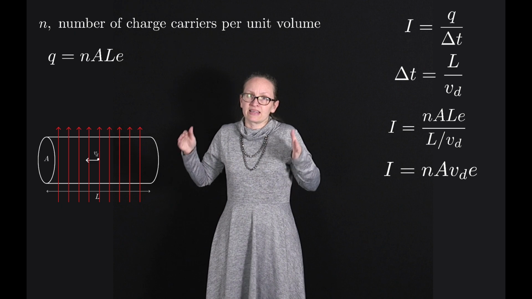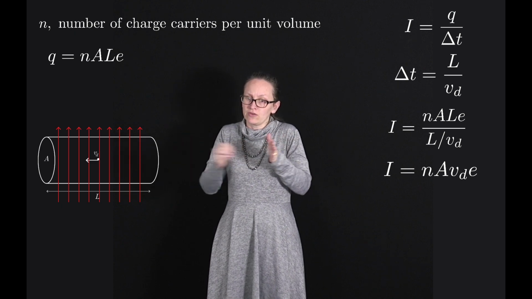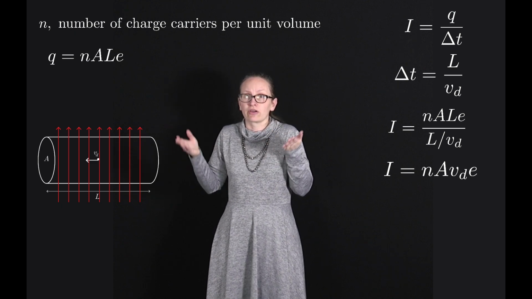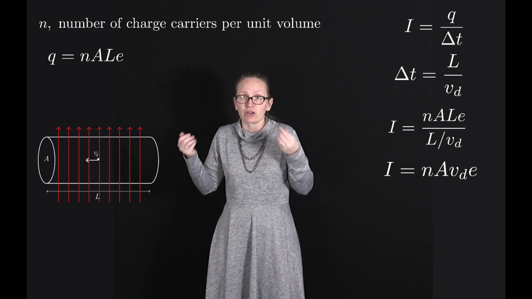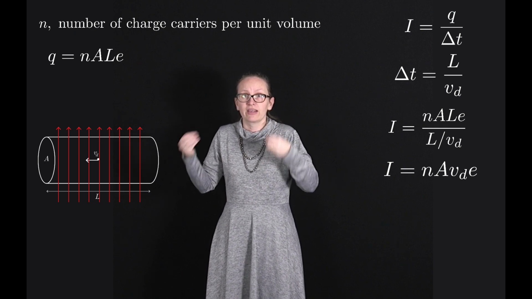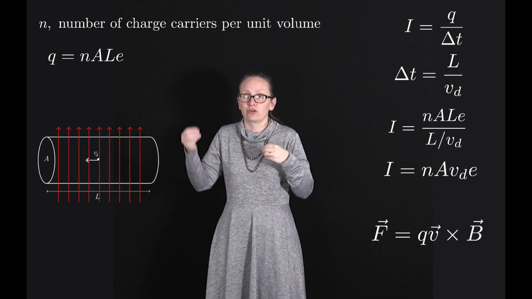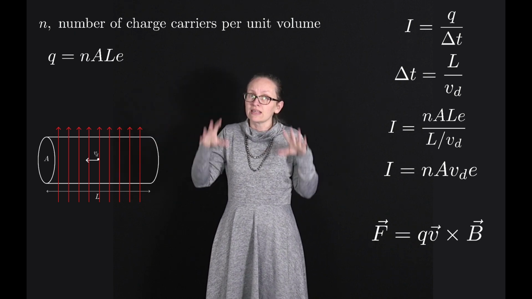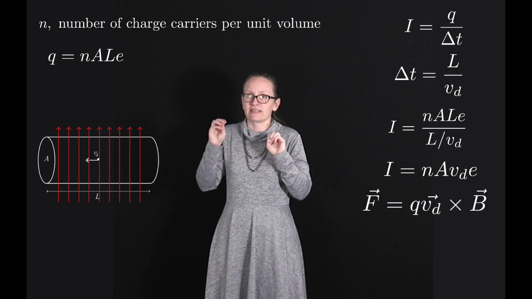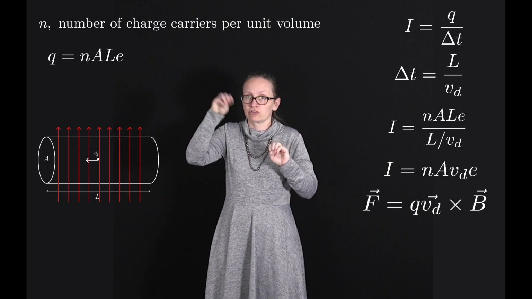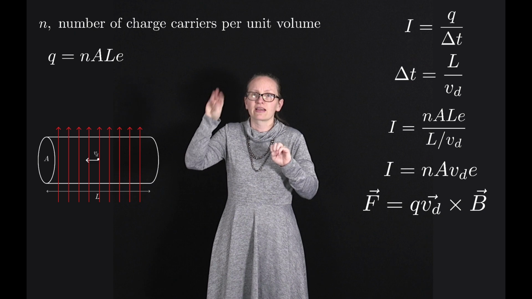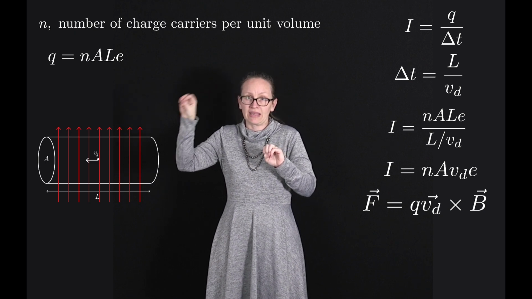Let's now consider placing this conductor with that current flowing through it into a magnetic field. When we place it into a magnetic field, the moving charge carriers are going to feel a force because we've now got charges moving through a magnetic field. And we've seen that the force in this case is described by F is equal to qv cross B. So in this particular case, we have F is equal to Q, where Q is the total charge on the charge carriers, Vd cross B.